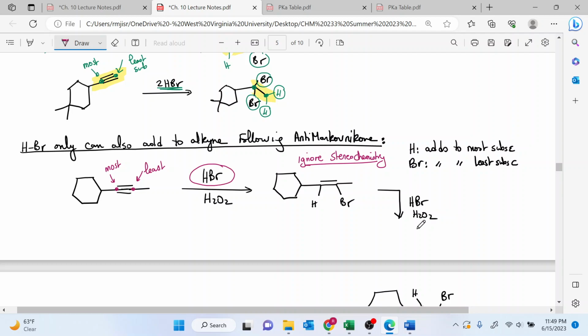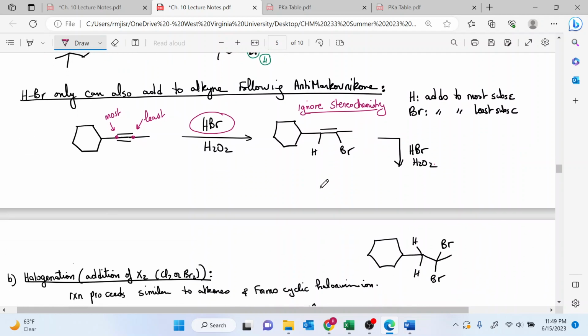Now you can continue if you're adding HBr again. Two equivalents of HBr, continue, and then hydrogen again will be added to the most substituted. So hydrogen will be added on this carbon again, and the bromine is going to be added to the least substituted. So again, you're going to end up getting your geminal dihalide.